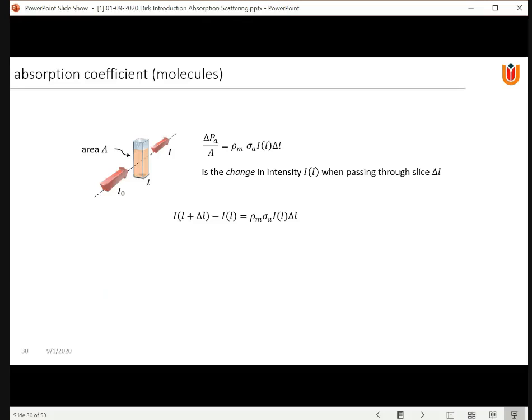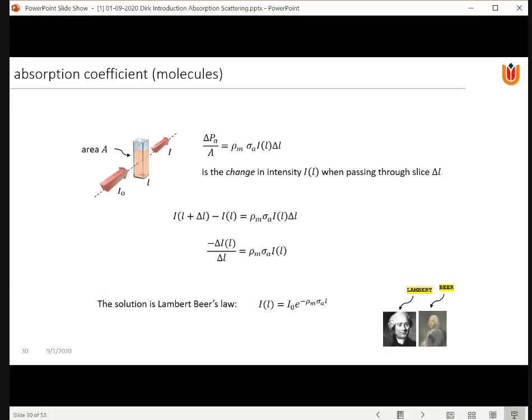And of course, you by now already feel that there is a differential equation coming, because if we divide delta E, the change, by delta L, and make delta L go to a really small number, then we end up with a differential equation. So this is the change in intensity as a function of L. We can write that equation: dE/dL is minus rho times sigma times E, and the solution of that is a simple exponential. You've probably seen it before.